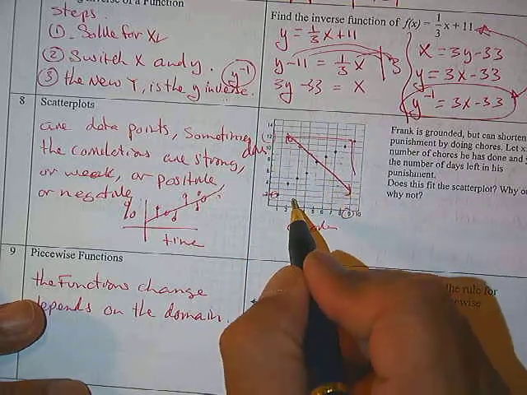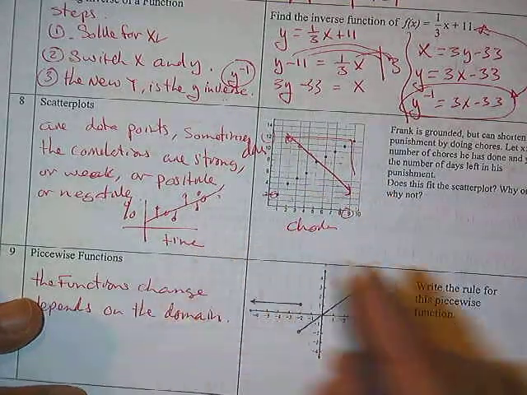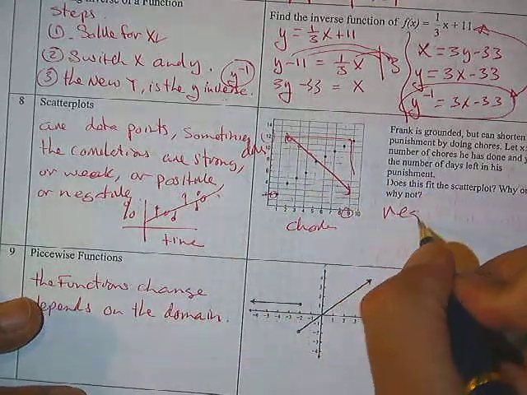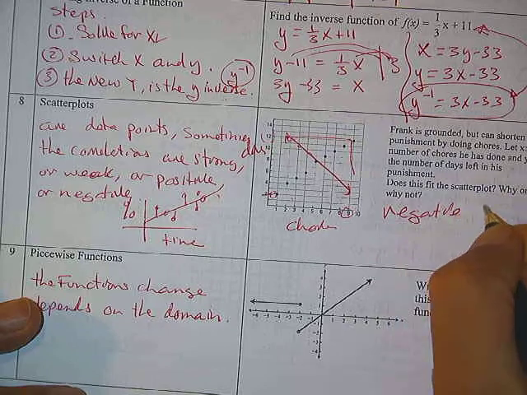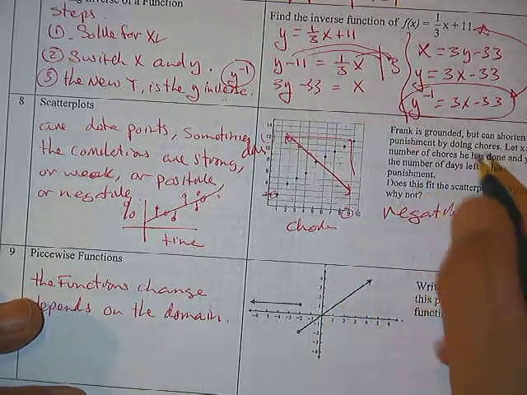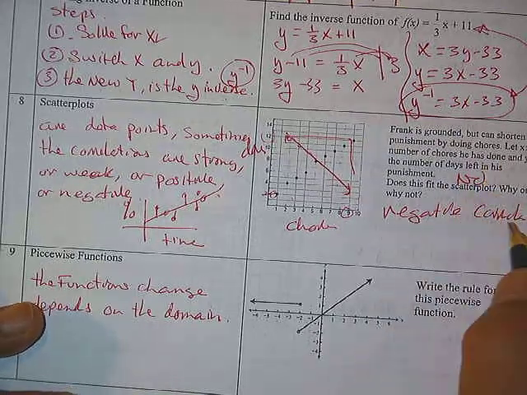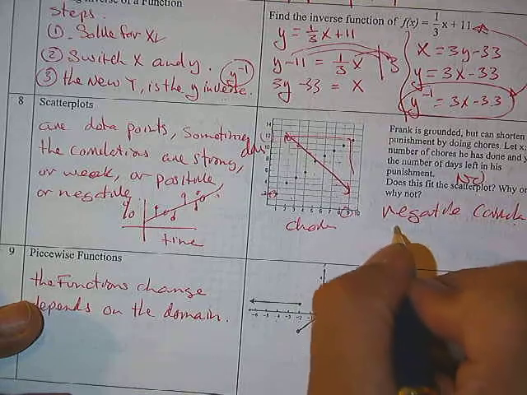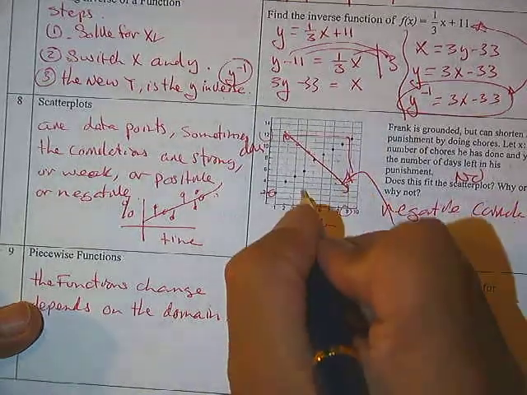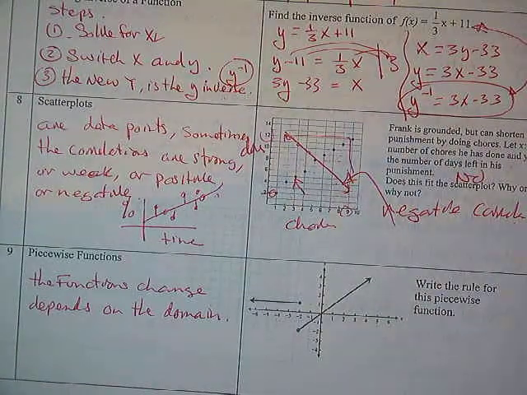So like this is, he did one chore, he has 2 days left, and this guy, he did, I don't know, 9 chores, and he has like 12 days left. Well, this actually doesn't make any sense, because it really should be something like this. The more chores that he does, the lower his punishment. The less chores he has, the more days in his punishment. So it wouldn't be going up, it should be going down. It should have a negative correlation.